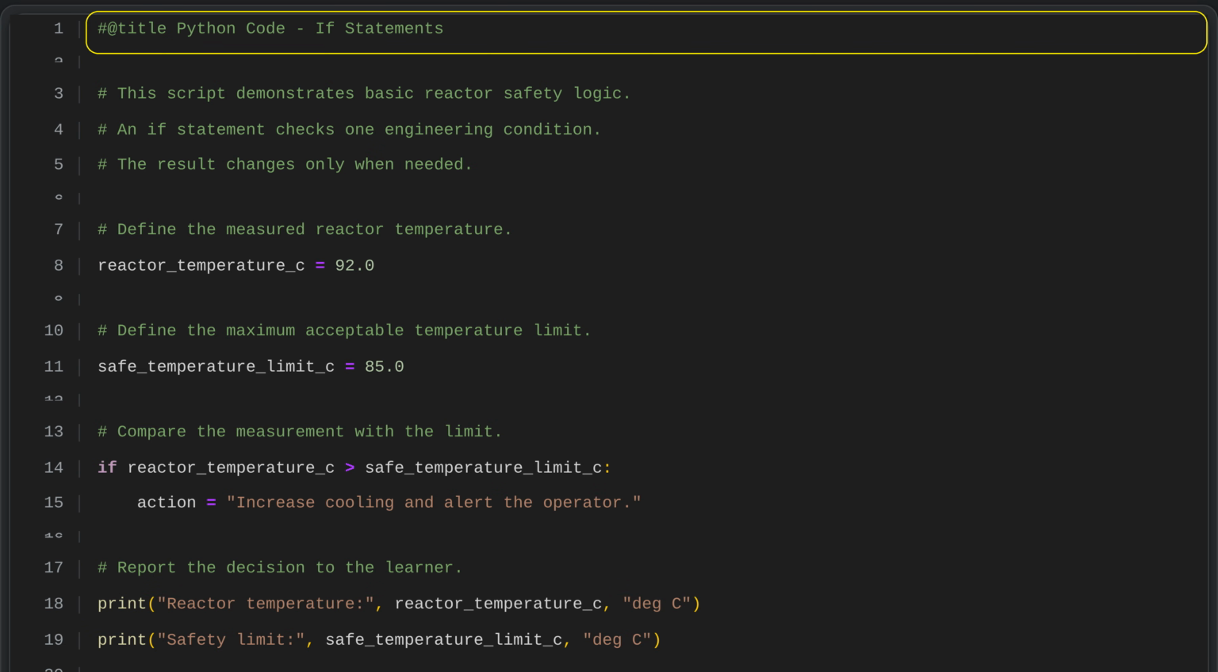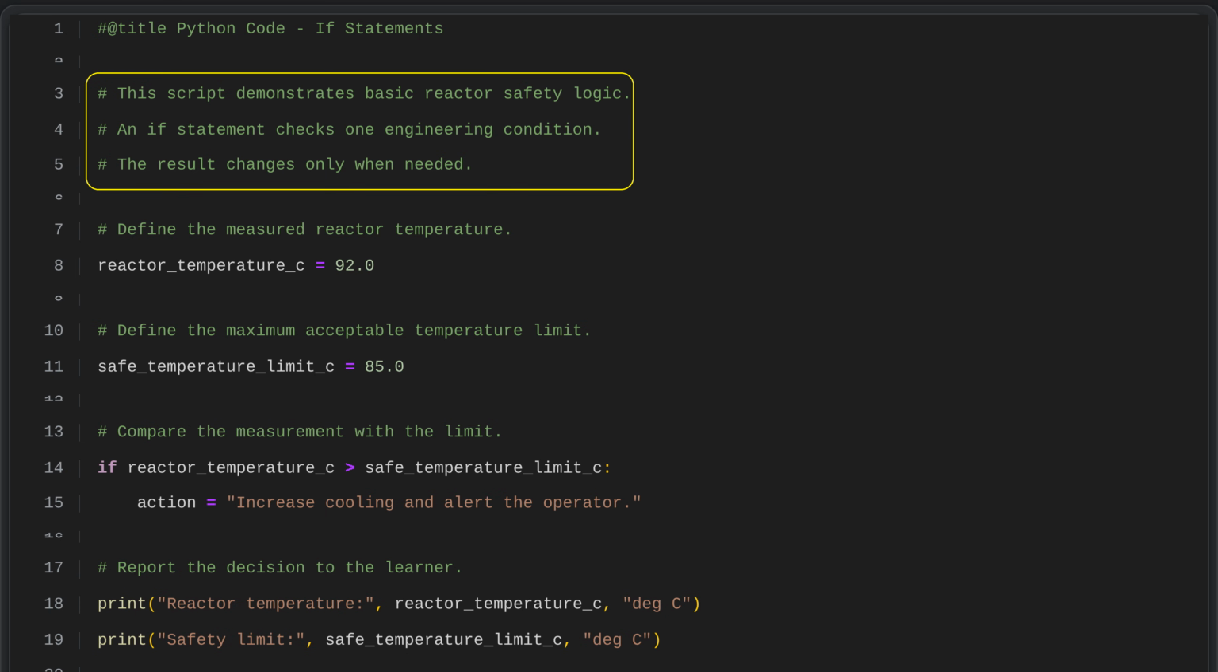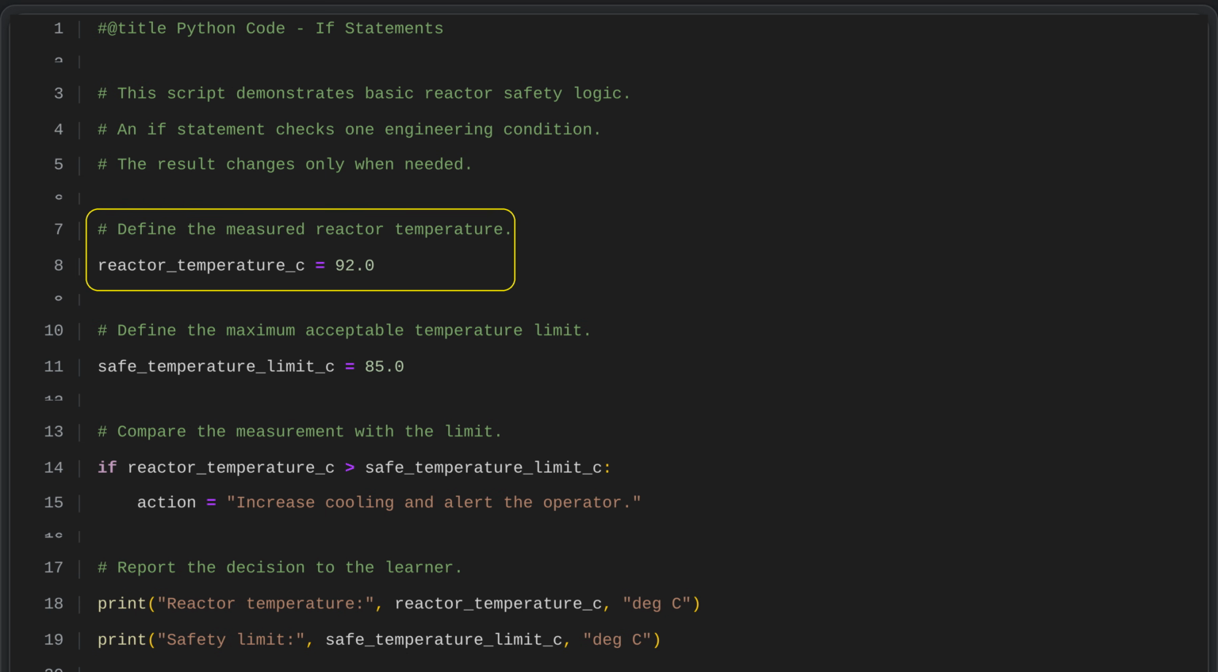Python code. If statements. This script shows basic reactor safety logic by checking a single engineering condition. The result changes only when that condition requires it. The reactor's current temperature is 92 degrees Celsius. This real-time reading is used to monitor the system and help ensure it remains within safe operating limits.